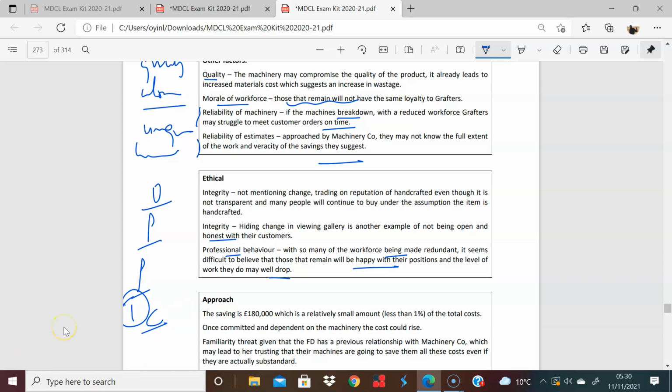So whenever you have ethical questions, just try and create headings of either. Of course, confidentiality won't really make sense here. I think objectivity neither, but I think it was really integrity and professional behavior that were the key ones. So you're isolating the key ethical issues to discuss.